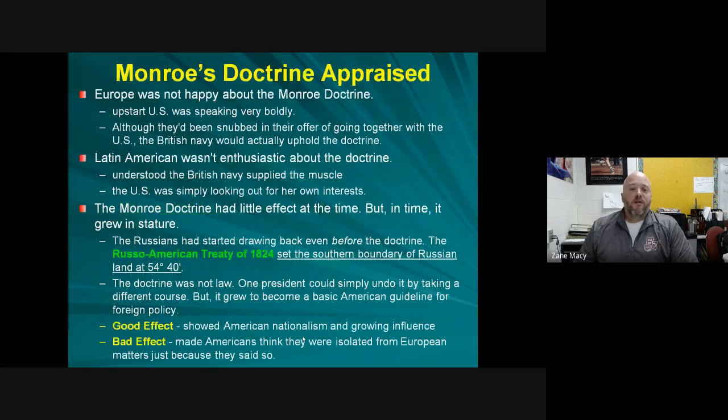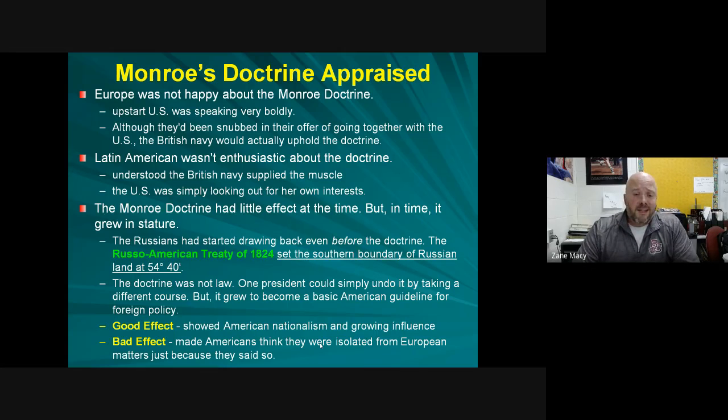Europe wasn't happy about the Monroe Doctrine. Again, all we had done was beat the British in the War of 1812. This comes off as a young upstart nation being a little too big for their britches. We had snubbed the British, but again, this shows how far we had come in just a few short years in terms of our relationship with the British government, even though they weren't happy about it. And we had undercut the British offer made to our diplomat there in England. The British Navy actually upheld the Monroe Doctrine.